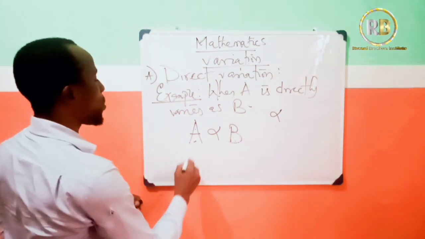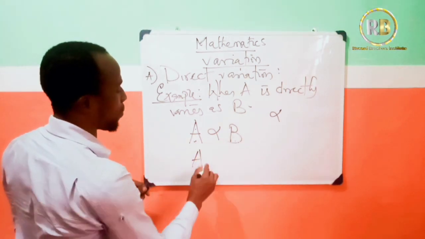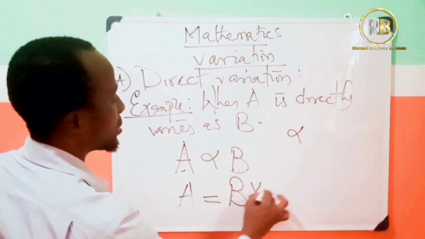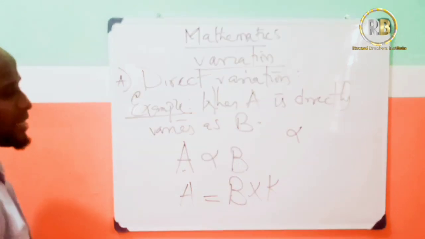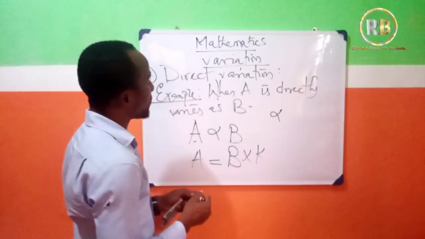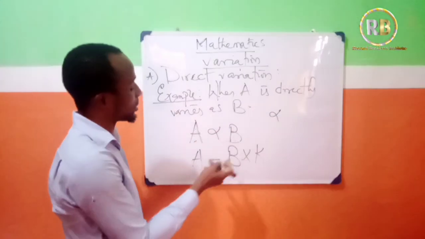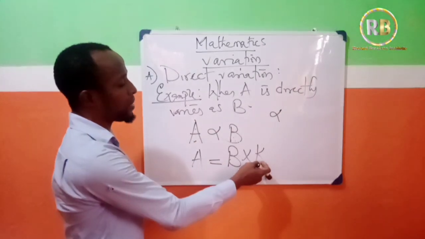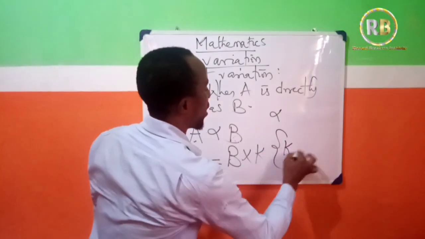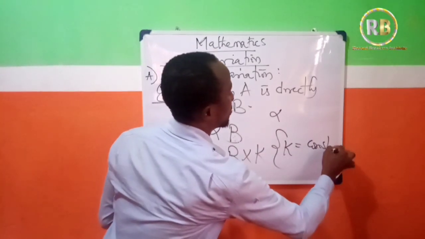For example, when you want to change the sign of proportion to the sign of equality, you bring in a constant, and the constant in this section is K. As I said earlier, whenever you change the sign of proportion to the sign of equality, you must also bring in a what? A constant. In this section, K is referred to as the constant.